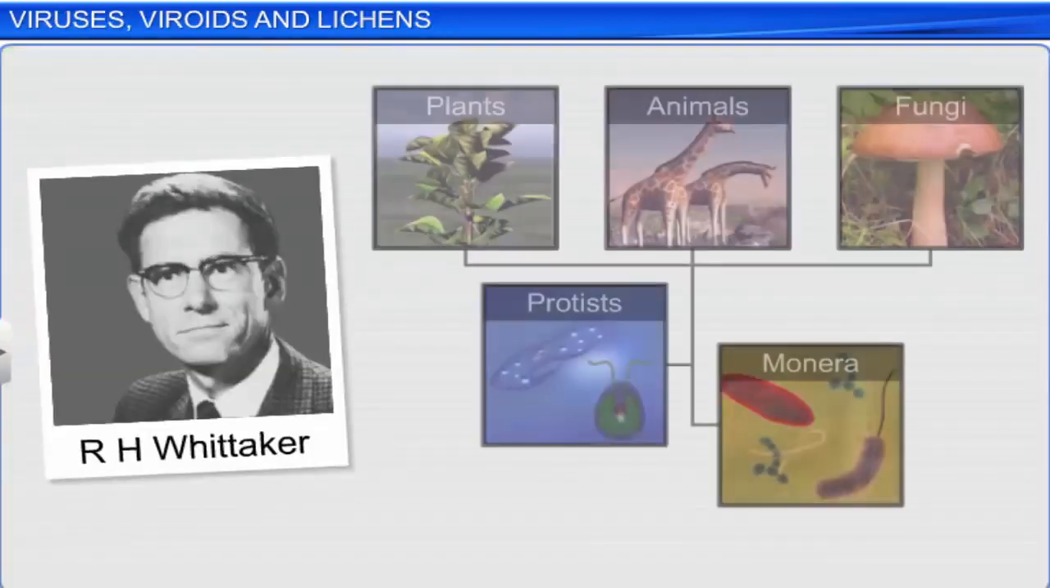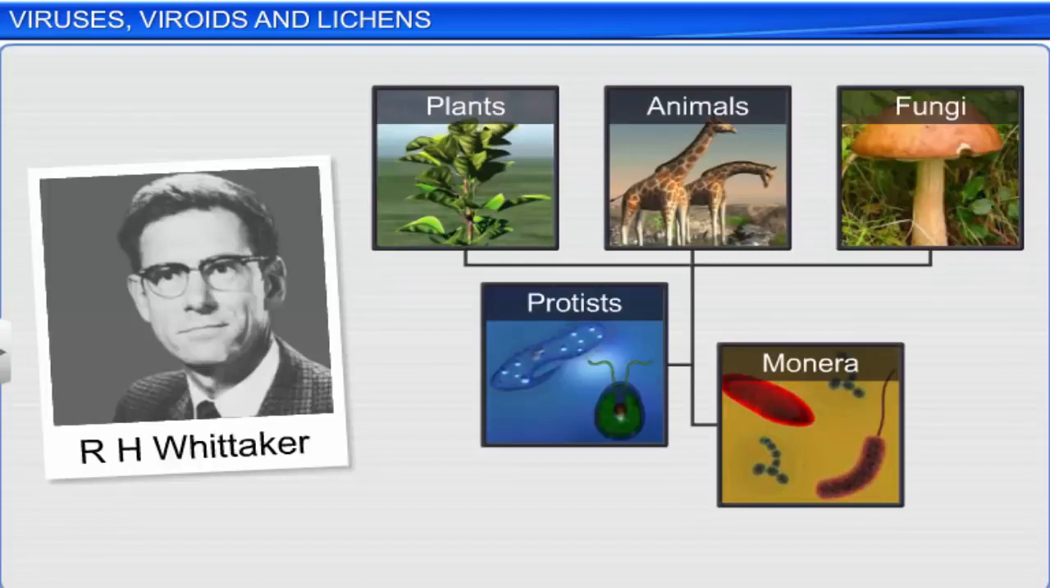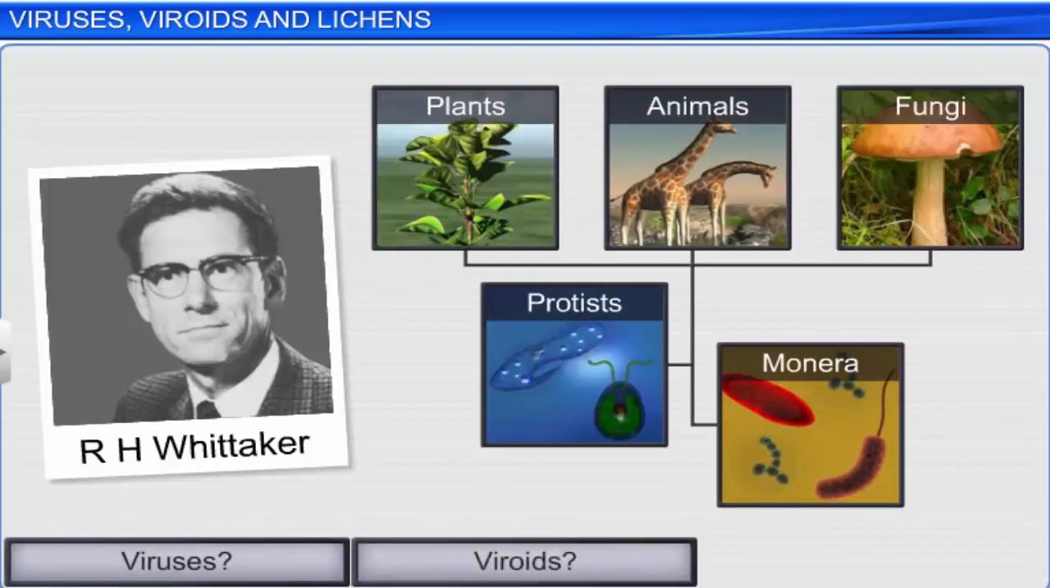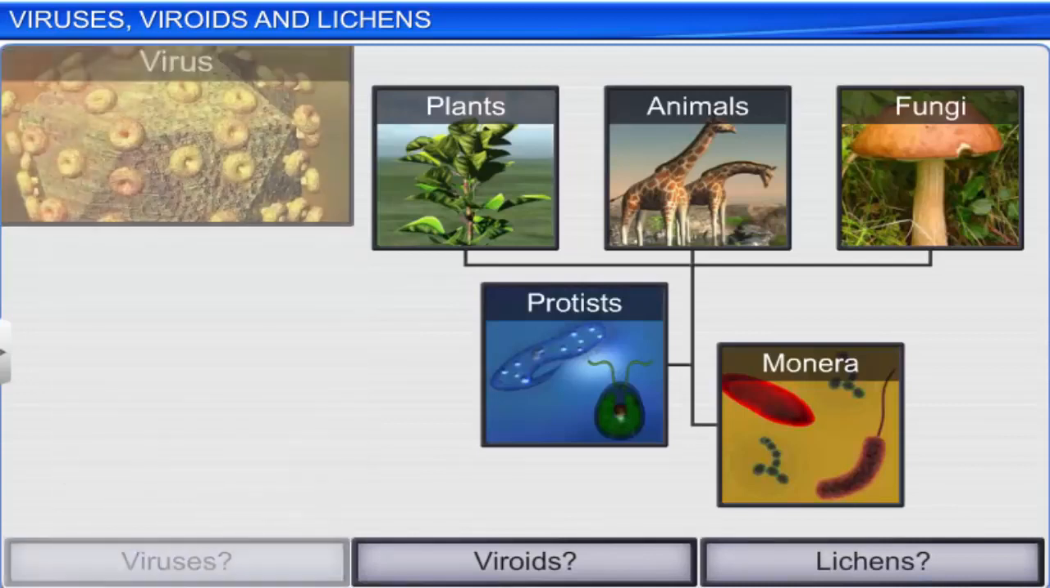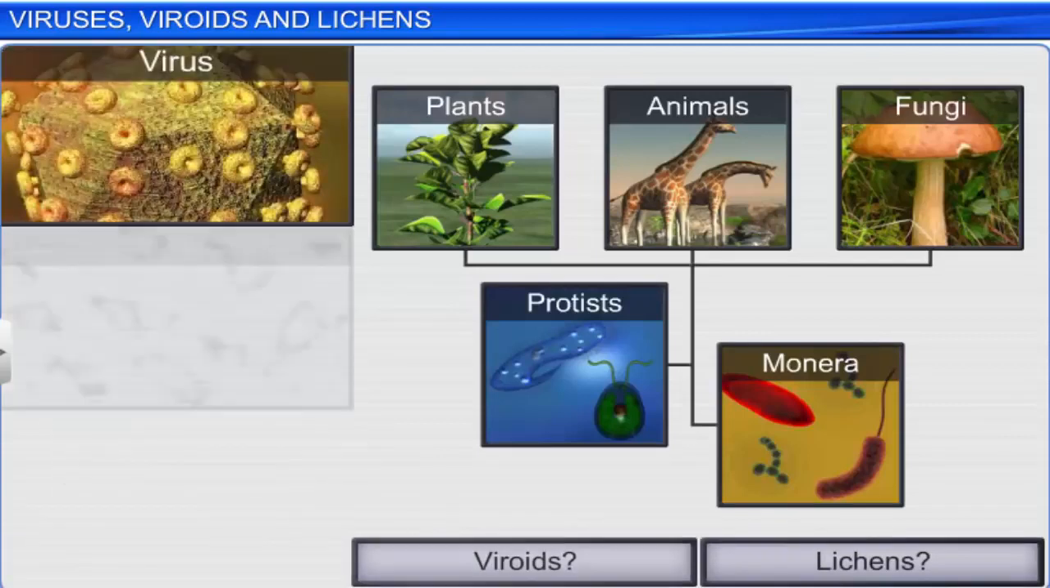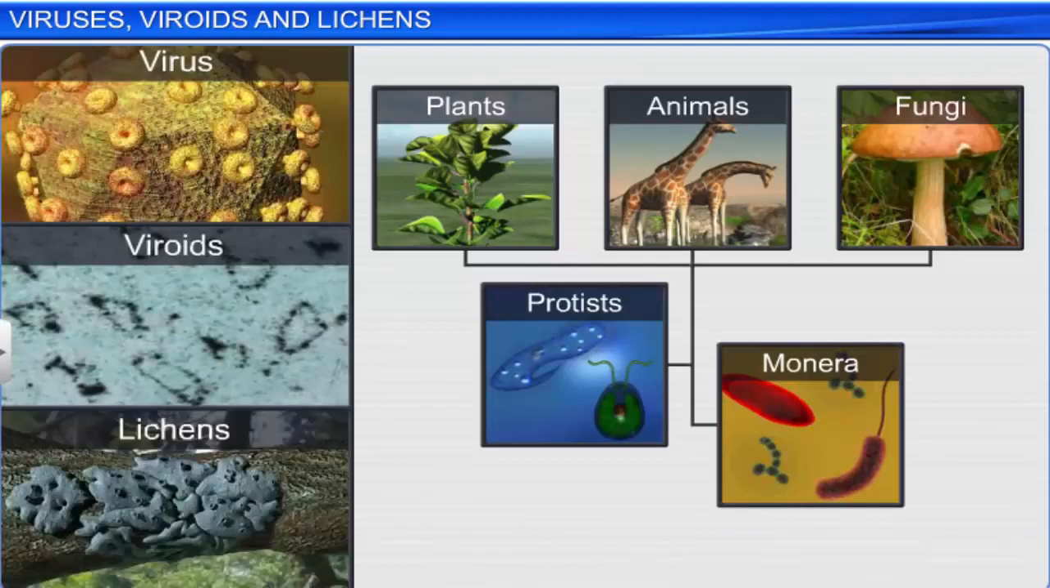R. H. Whitaker's five-kingdom system of classification did not take viruses, viroids and lichens into account. Viruses and viroids are acellular organisms. Since only organisms with cell structures were regarded as living, they were not included in the classification because they were not considered true living beings.